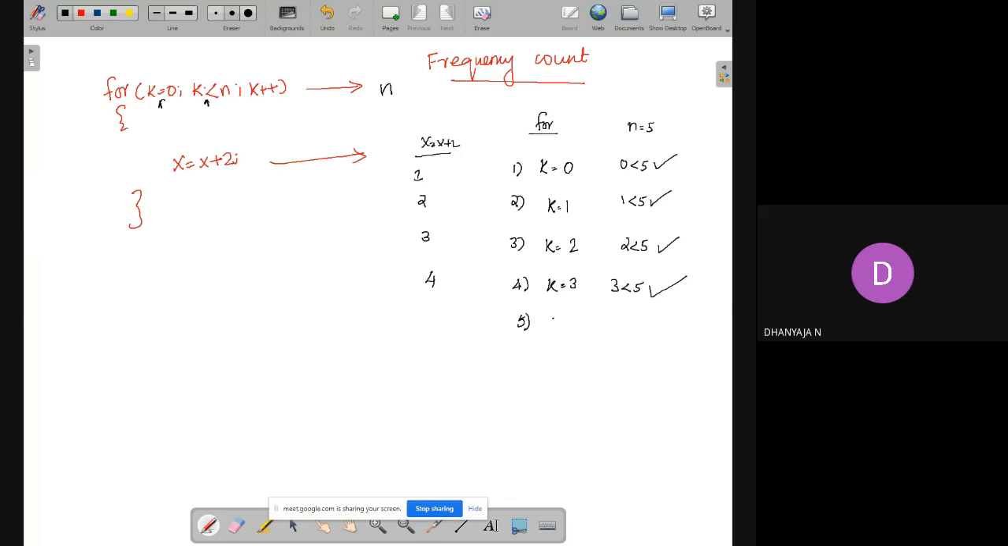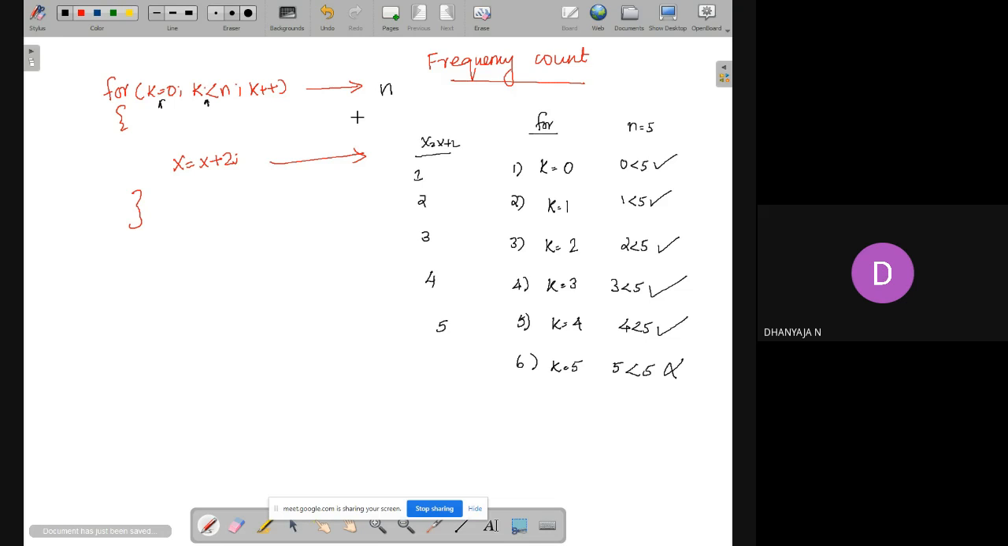Next, on the fifth iteration, k value will become 4. 4 is less than 5. This is also right. So the x equal to x plus 2 statement will be executed again because the condition is correct, right? Now in the sixth case, k value will become 5. Is 5 less than 5 right? No. That means it will break here. Will x equal to x plus 2 execute again? The x equal to x plus 2 statement is executed only when the k less than n condition is correct, right? Yes or no?